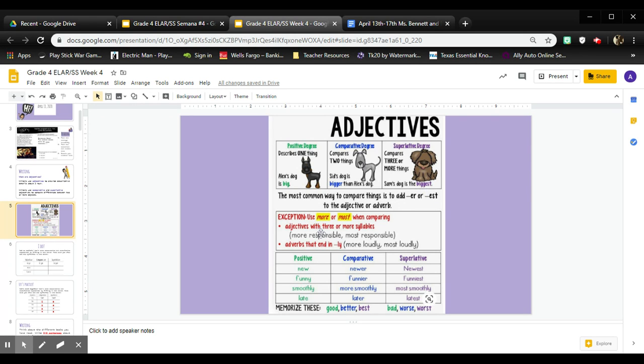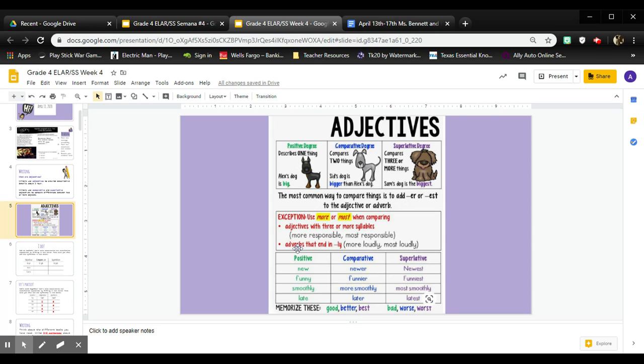There are some exceptions when we are doing the comparative and superlative. Sometimes we use more and then most when comparing adjectives with three or more syllables. So if a word looks kind of wrong, you're going to have to clap it out to see if I'm going to add more or most to it. More is for comparative, and then most is for superlative. Like more responsible and most responsible. So if I clap out responsible, responsible, that is 4 syllables.